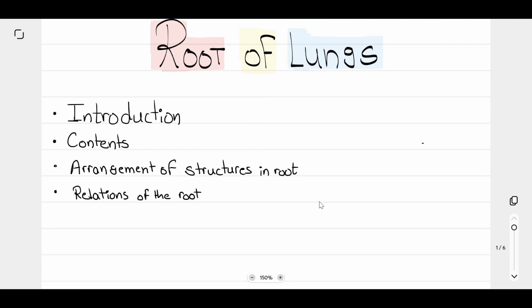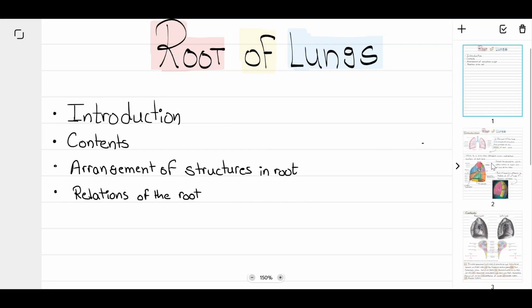We are going to cover an important topic which is root of lungs. So in today's module we will be covering its introduction, its contents, arrangement of structures and root, and relations of the root. So without wasting further time, let's move ahead.